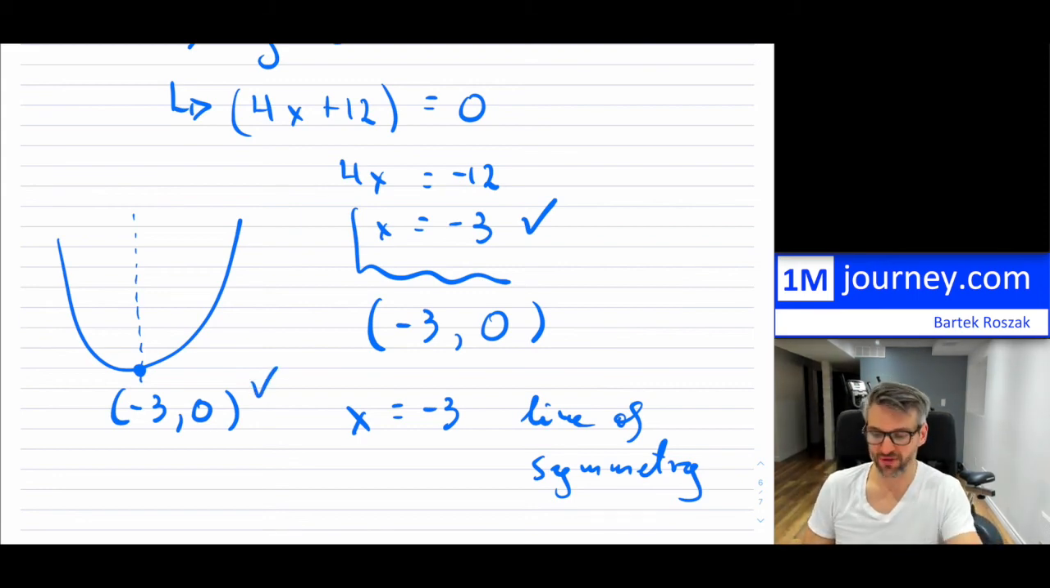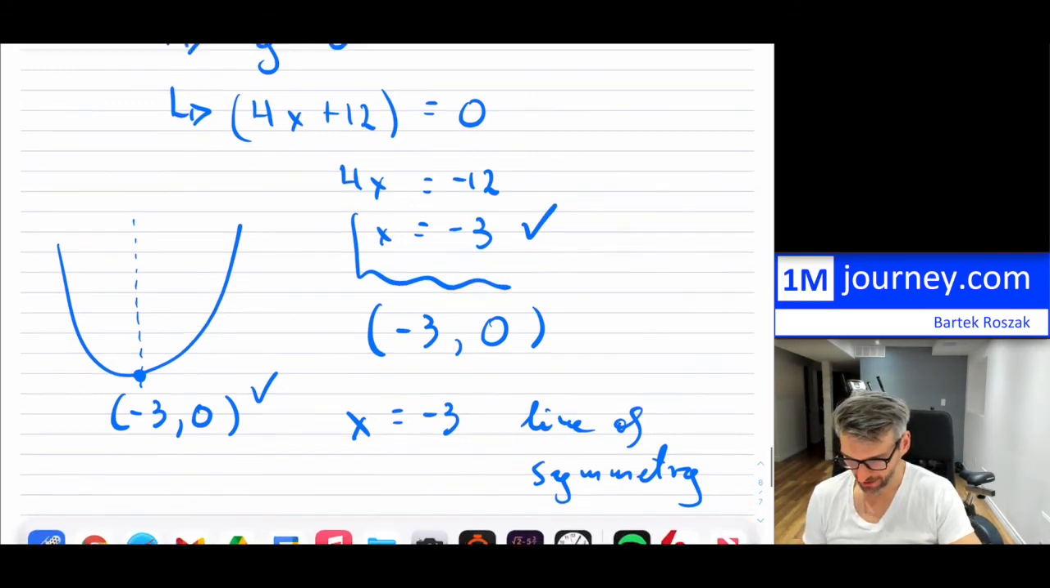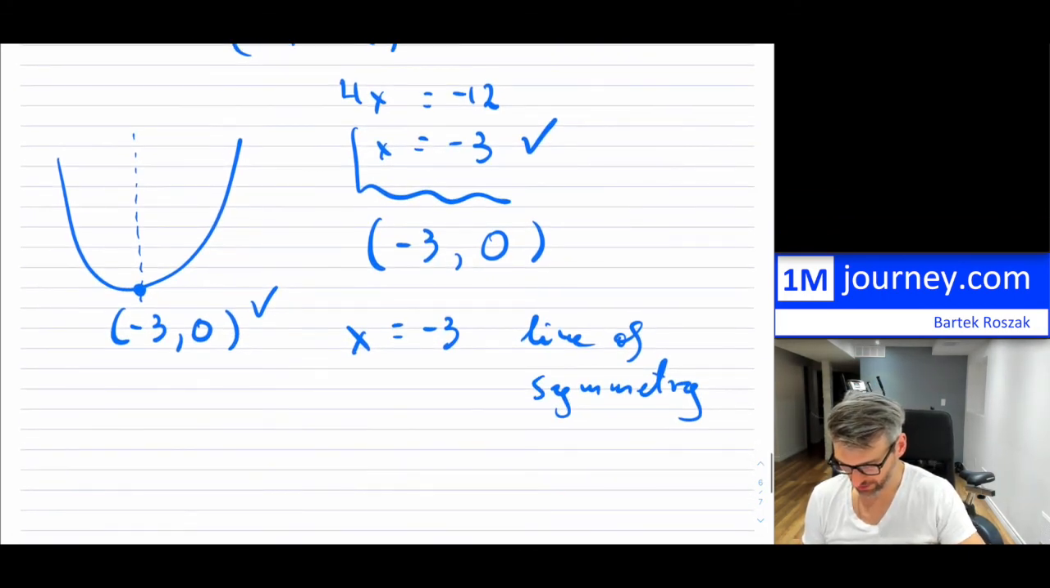Okay, so let's graph that. And that's going to be the second example. So 4x plus 12.